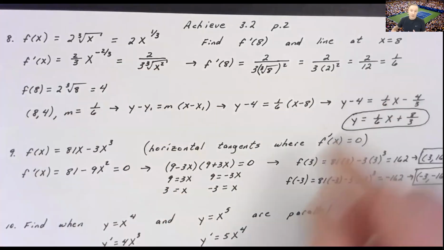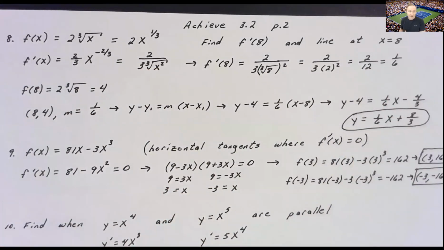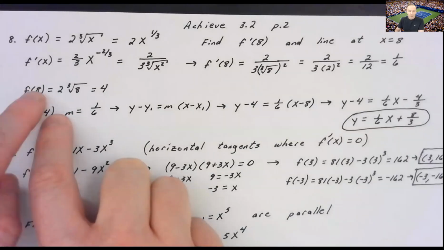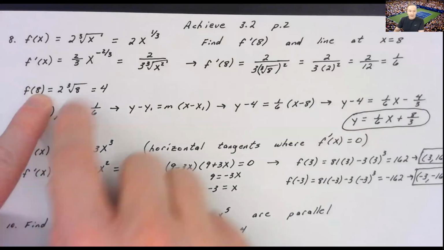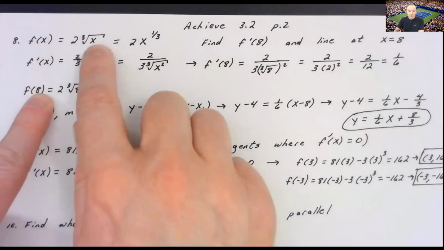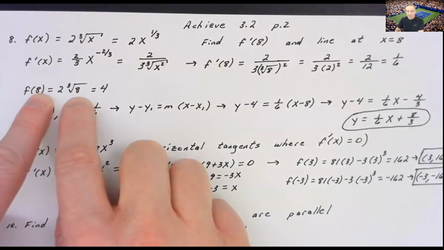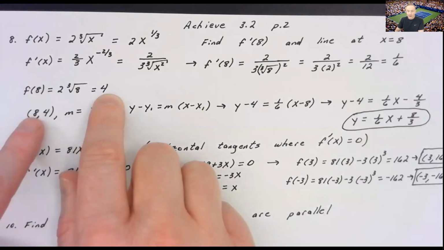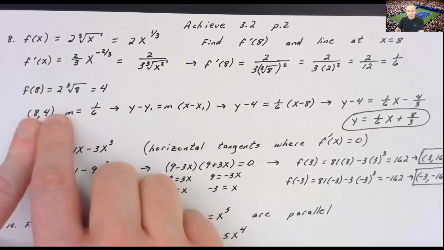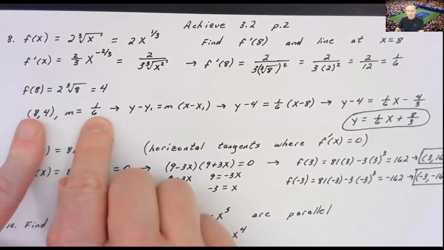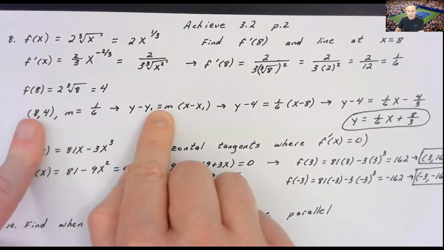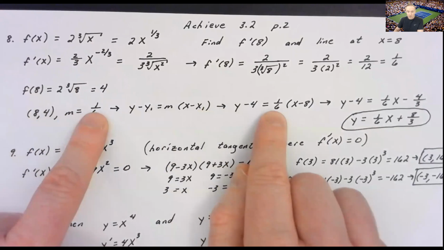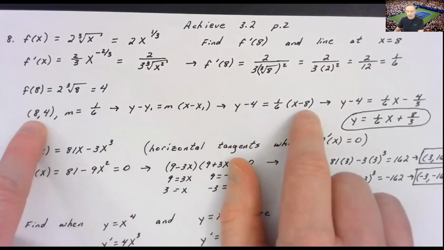If I need to know the equation of the tangent line, then I need to know the y value when x is 8. Plug 8 into your original equation. 2 times the cube root of 8 gives me 2 times 2 is 4. I know that the y value is 4 when x is 8. I have my ordered pair. Now I also have my slope. I plug that into my point slope formula, and I get y minus 4 is equal to m, the 1/6, times x minus 8.